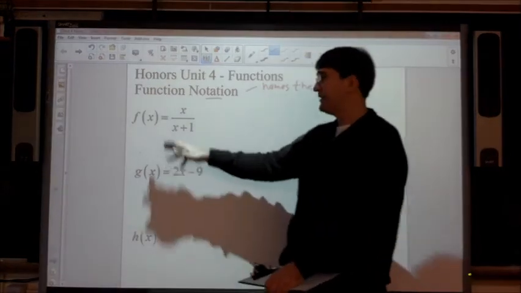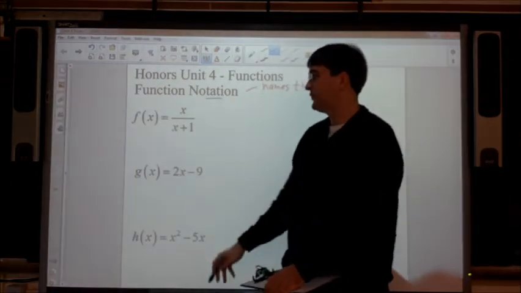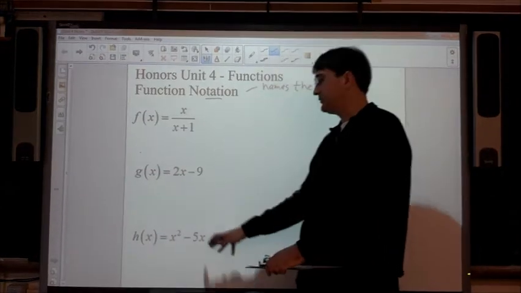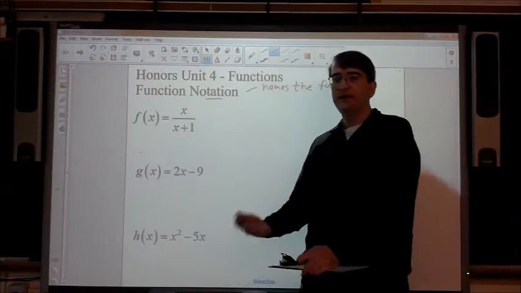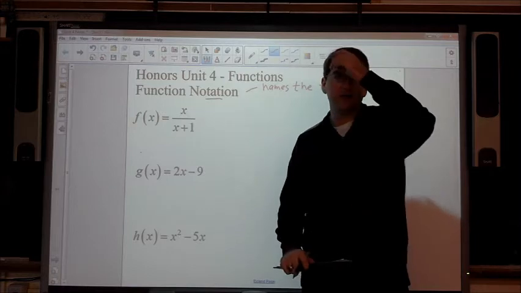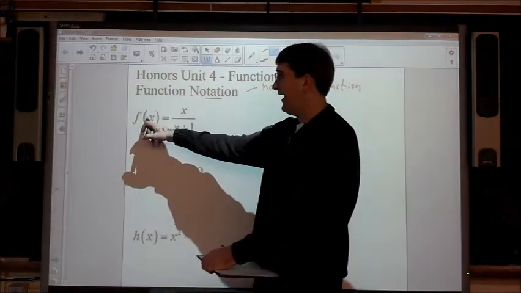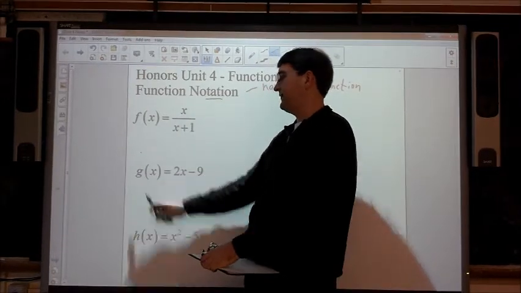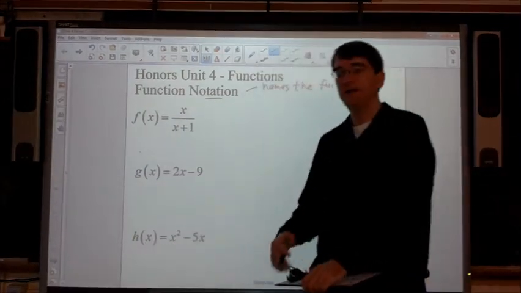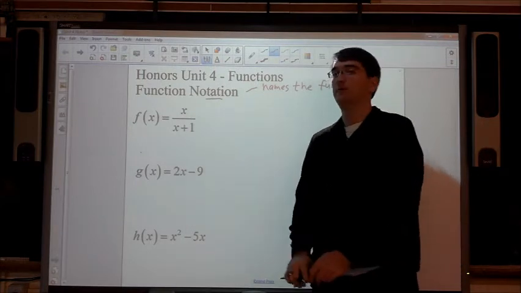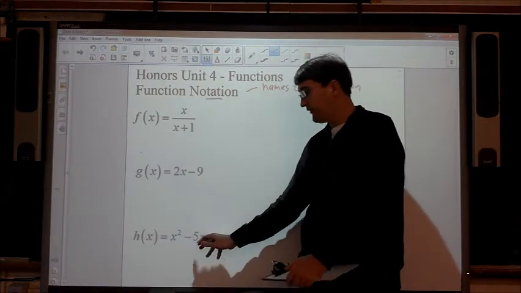Because otherwise I'd say y equals x over x plus 1, and then y equals 2x minus 9, and then y equals x squared minus 5x. And it's hard to know which one I'm talking about when I say y. So by calling this f of x, this one g of x, and this one h of x, now I know that if I'm talking about function f, it's that one. When I'm talking about function h, it's that one.